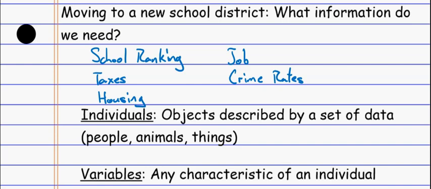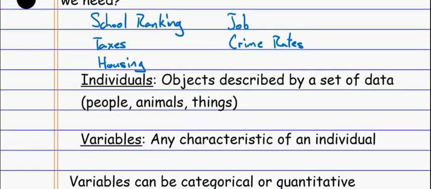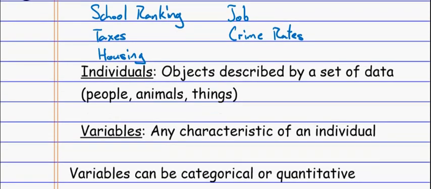Okay. So the individuals are what we're studying, or who we're studying, and the variables are what we're going to collect data about that thing. Okay, so any characteristics of the individual. So the school ranking would be a variable that we're going to collect data about. The taxes would be a variable we're going to collect data about. The housing market, whether it's poor or fair or good, that would be something we're going to collect data about. All right. So the individual is what we're studying. We're studying the school district. The variables are what we're studying about that school district.